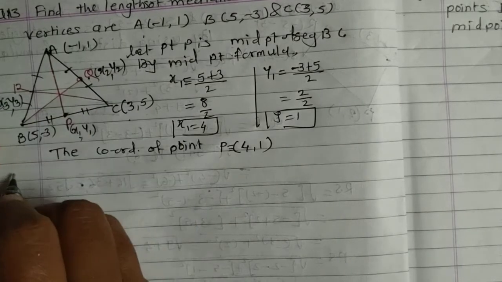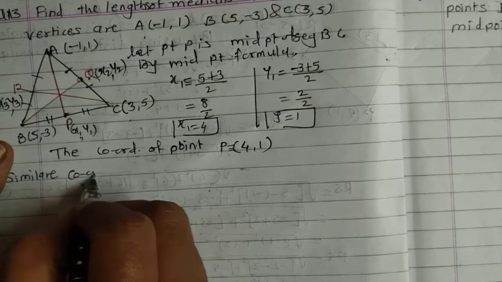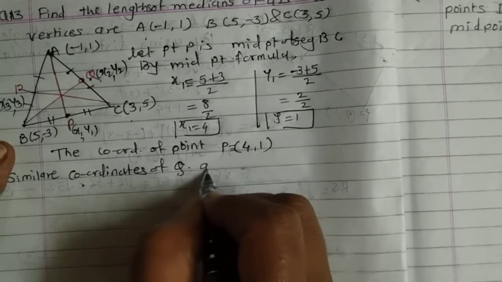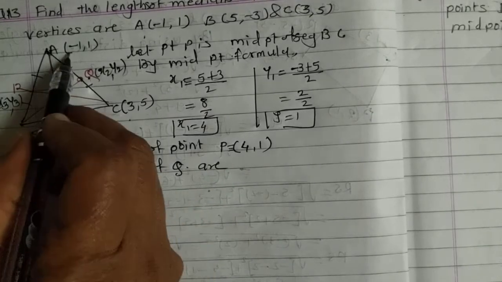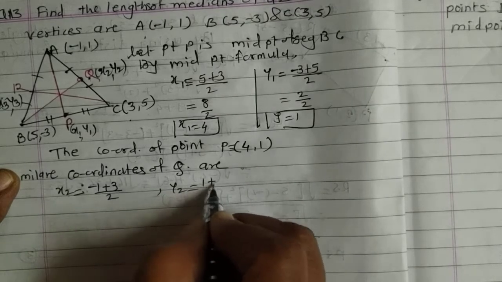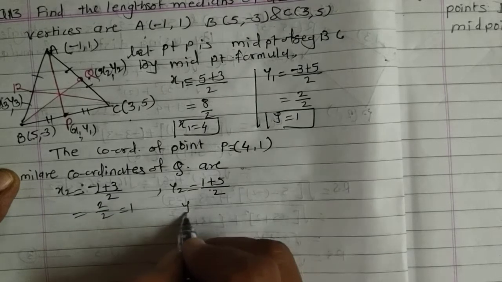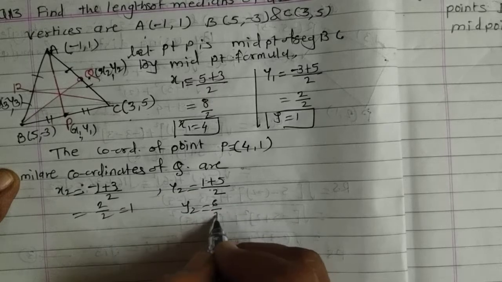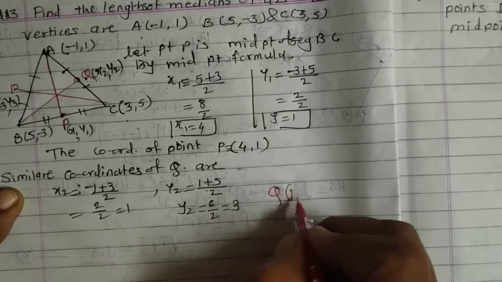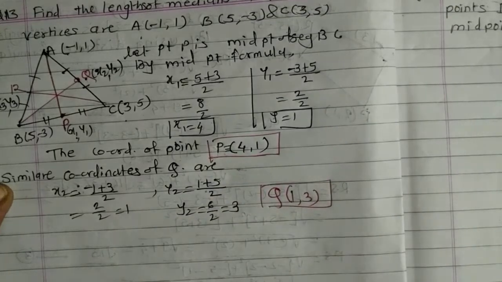The coordinates of P are (4, 1), and the same way we can find out the coordinates of Q. Similarly, the coordinates of Q are, x2 is equal to (minus 1 plus 3) upon 2, y2 is equal to (1 plus 5) upon 2. Minus 1 plus 3 means 2 upon 2, that is equal to 1, y2 is equal to 6 upon 2 means 3, and that's why here we obtain the point Q as (1, 3). This is the first point P and this is the second point Q, (1, 3).